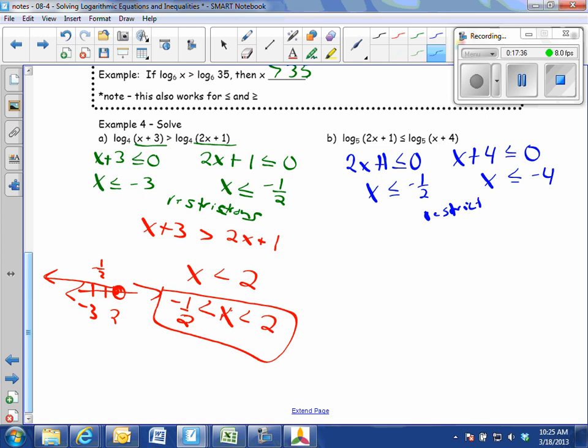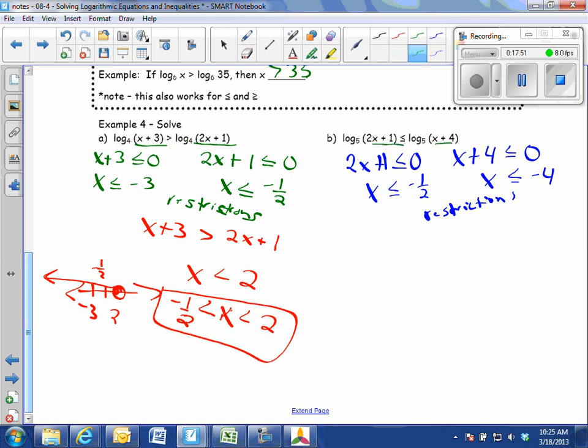Wait, so the negative 4 is nothing. In this case, probably won't have to. Okay, now let's actually solve it.